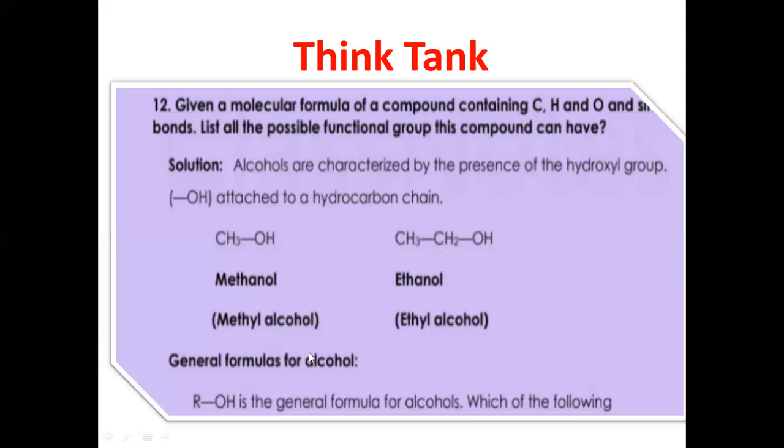The general formula for alcohol is ROH. R is any alkyl group, maybe one carbon containing, two carbon containing, three carbon containing, and so on and so forth. It varies, but the functional group will remain the same, that is the OH or the hydroxyl group. So ROH is the general formula for alcohols.